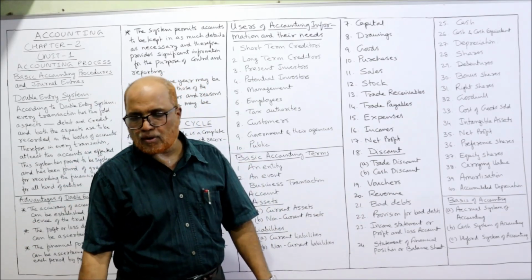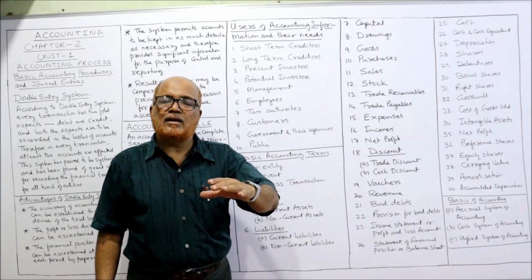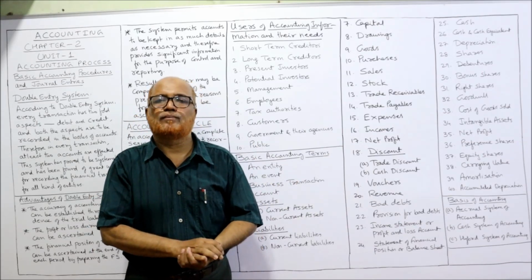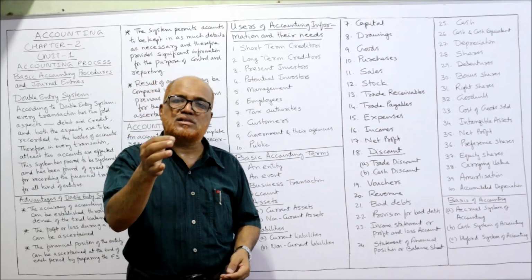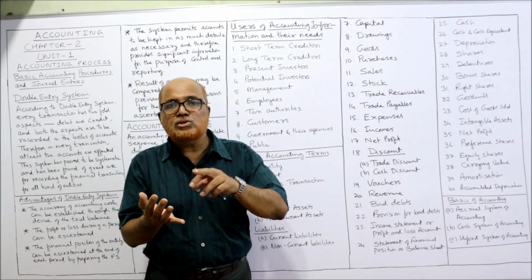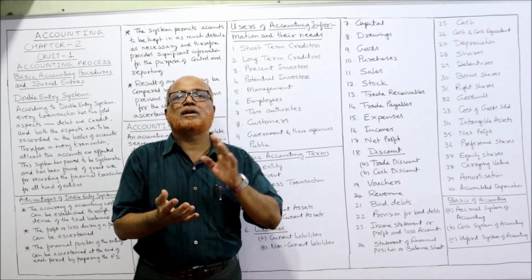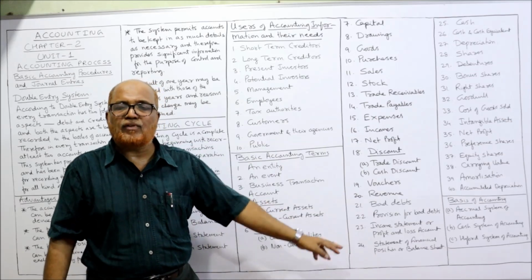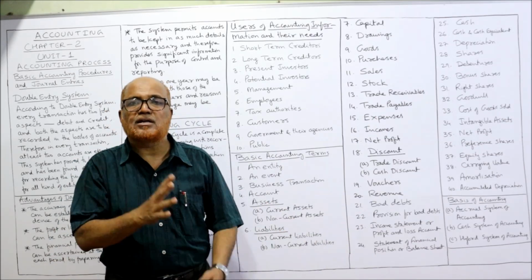Next comes provision for bad debts. Provision for bad debts is the expected bad debts. According to prudence concept, all expected losses should also be recorded. Not only actual loss, but also expected loss should also be recorded. The bad debts is an actual loss. Provision for doubtful debts is an expected loss.